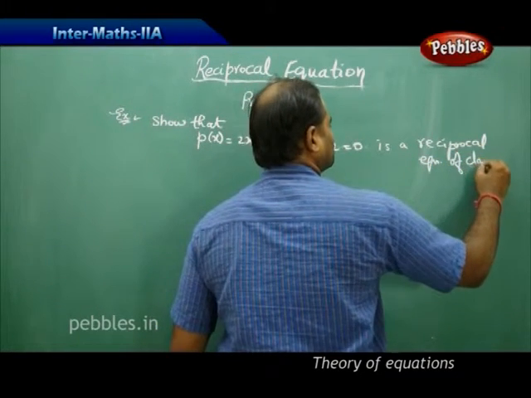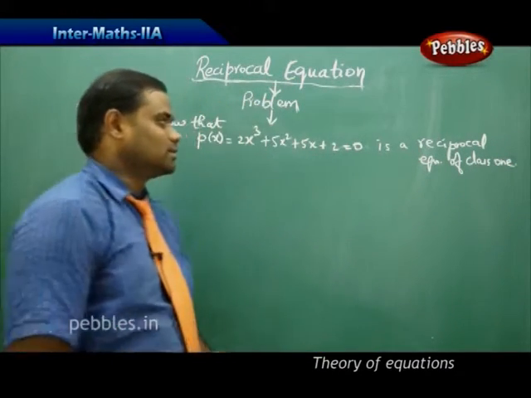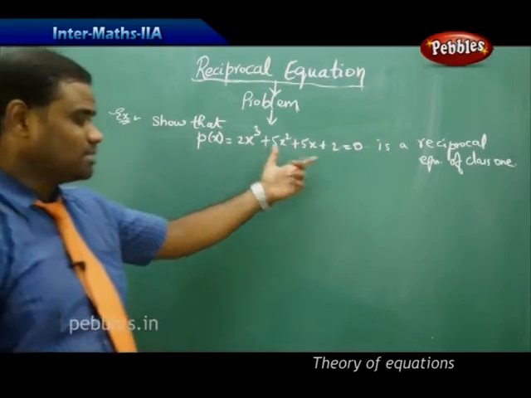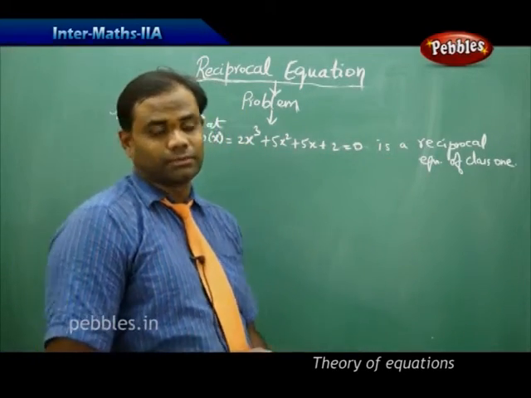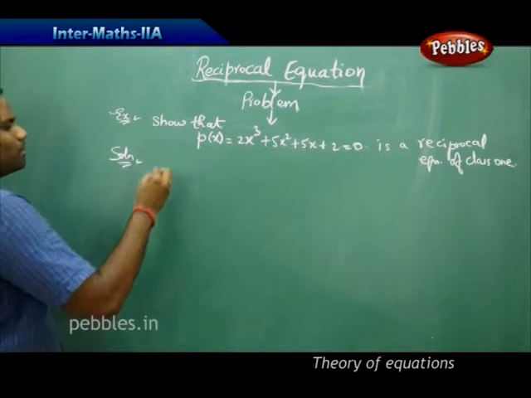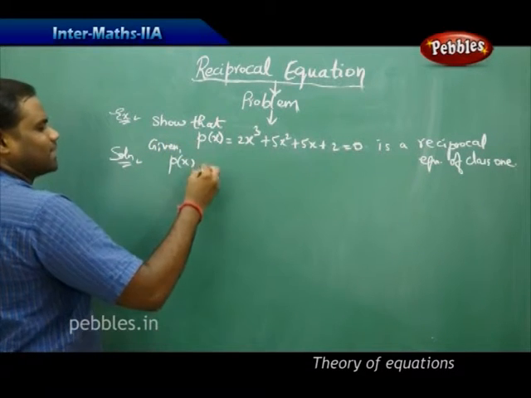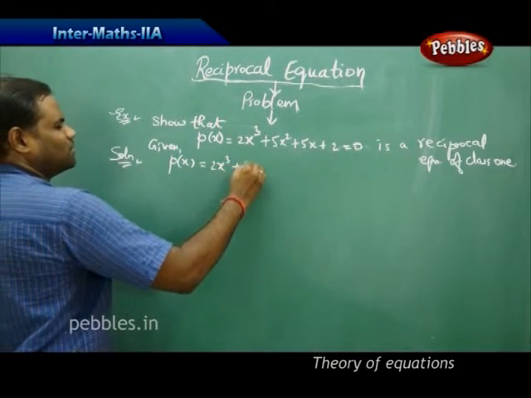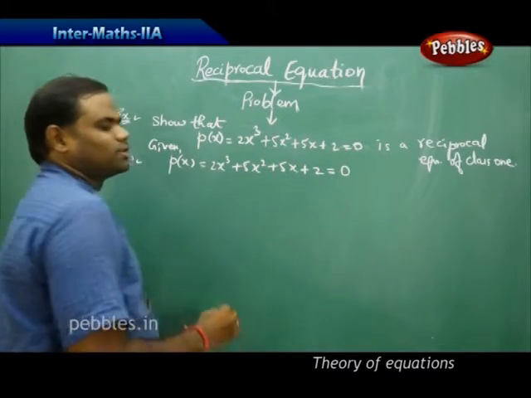of class 1. That is, I have to show that this given polynomial equation is a class 1 reciprocal equation. So in order to do that, first I take the polynomial equation which is given, p of x equals 2x cubed plus 5x squared plus 5x plus 2 equal to 0.